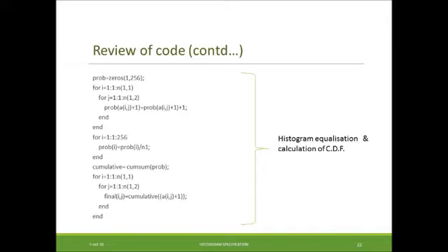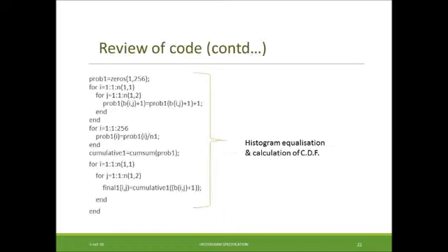Here we represent the intensity levels of the image as 256 levels. Two for loops are required for calculation of the cumulative distribution function and one for loop for calculating the histogram equalization. The same code is repeated for the input image as well as the reference image. That is, the first step is histogram equalization and after that calculation of the CDF.